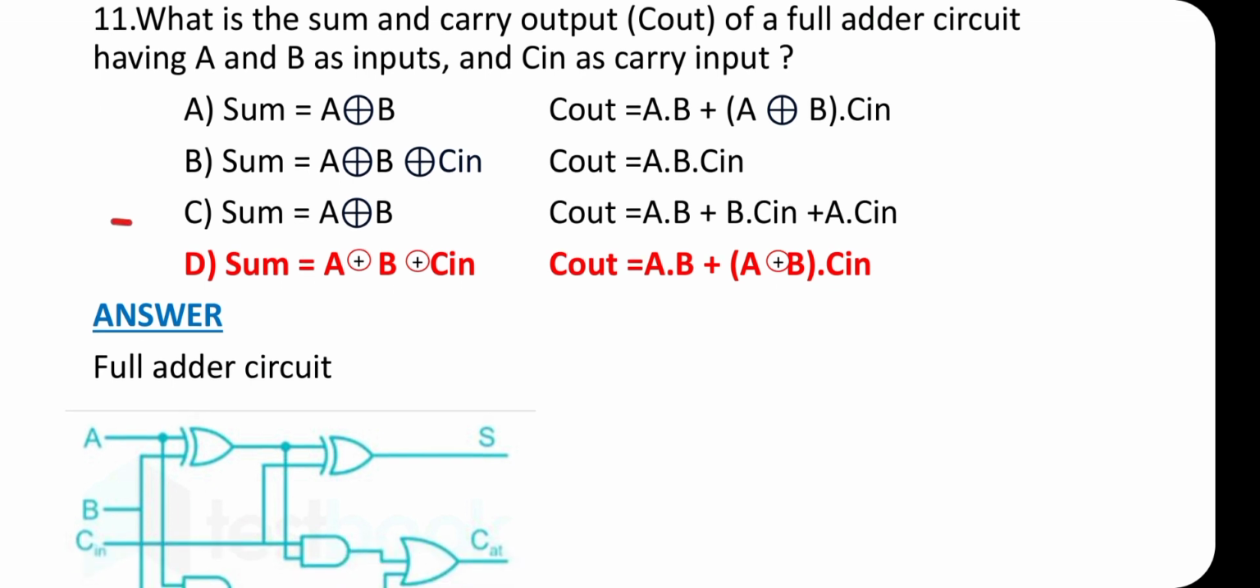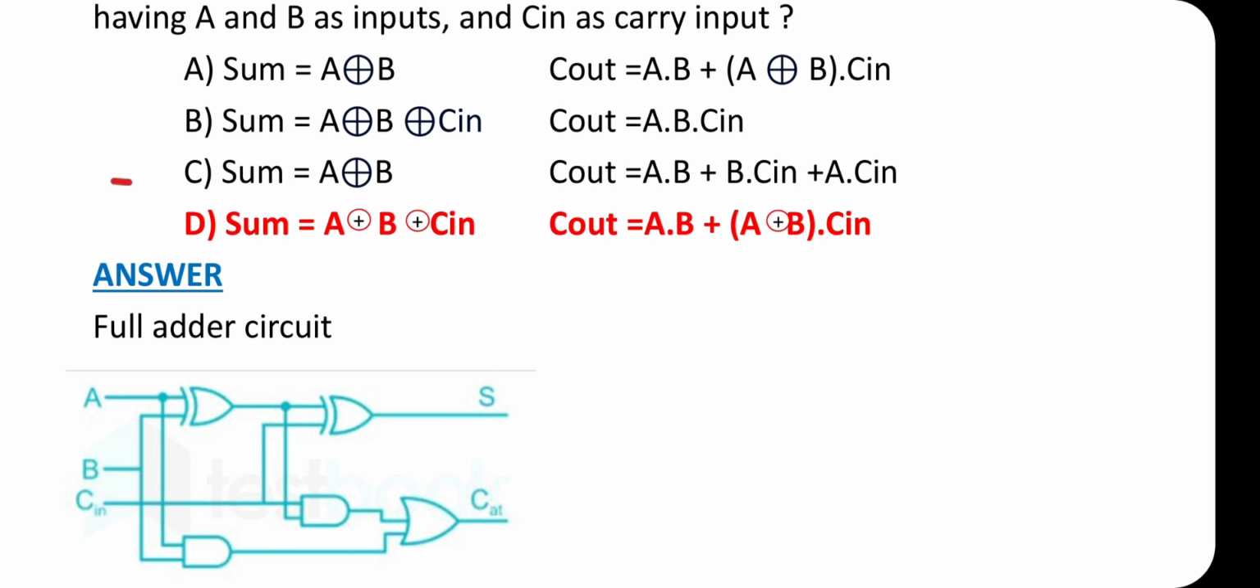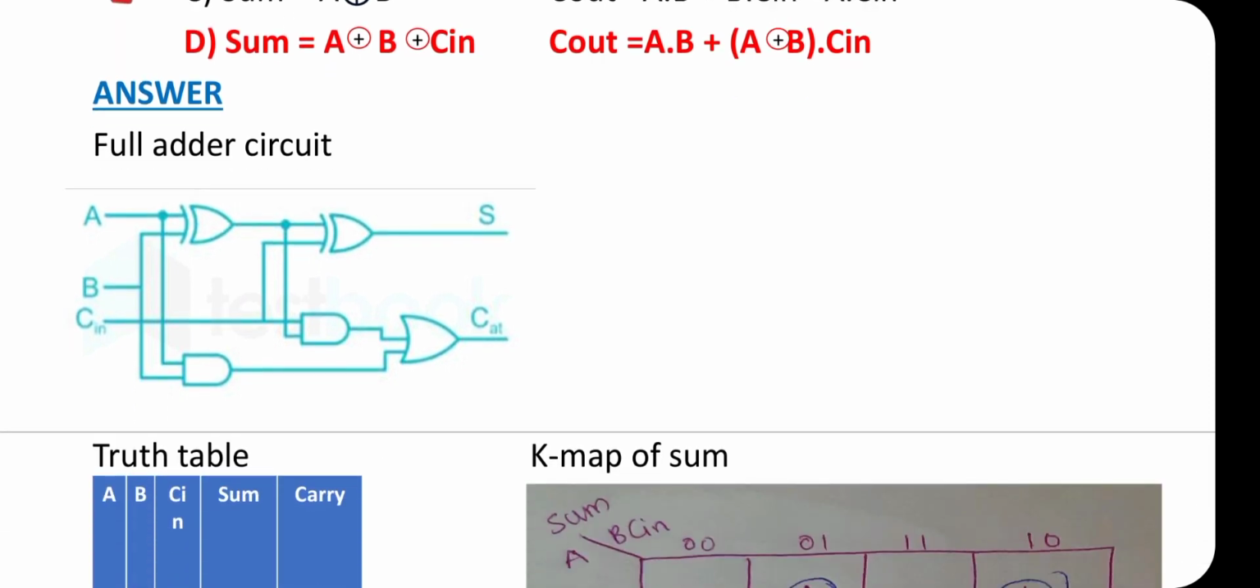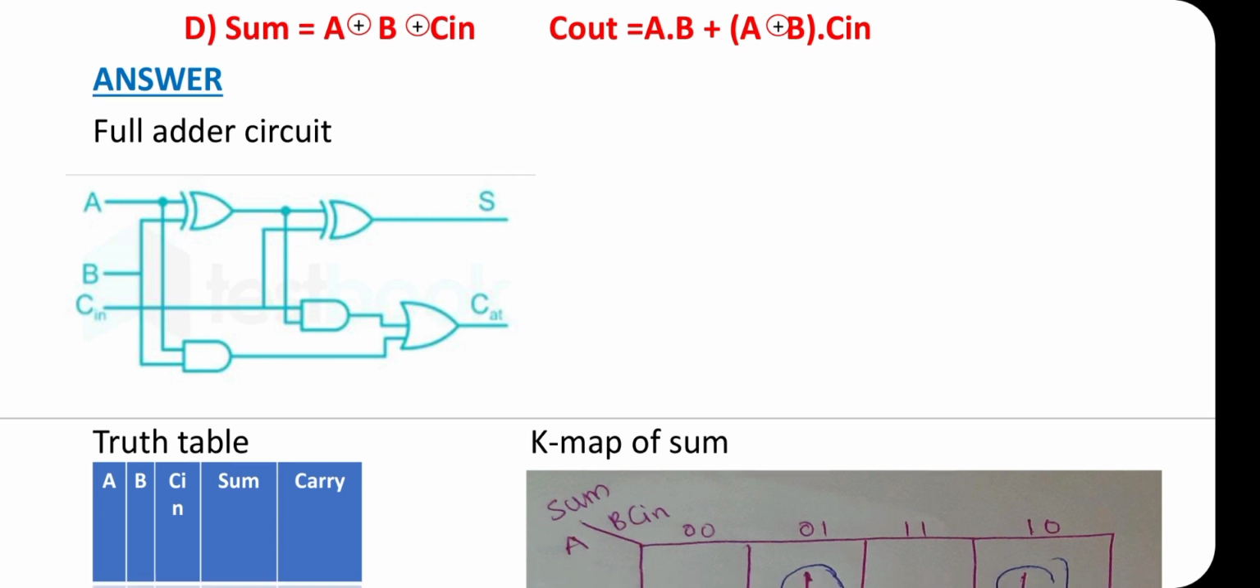Option D, sum equal to A XOR B XOR C in and C out equal to AB plus A XOR B into C in. This is a circuit diagram of a full adder circuit. A full adder circuit has 3 binary digital inputs, 2 input bits and 1 carry input bit, and 2 binary digital outputs, sum and carry output bit.